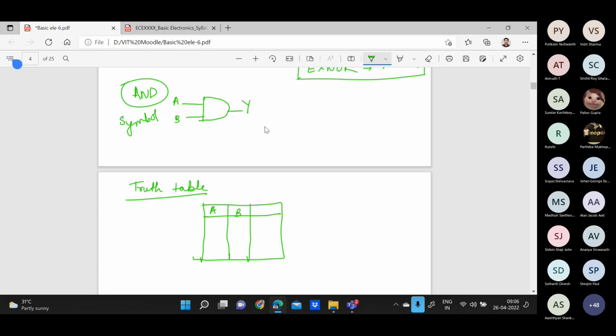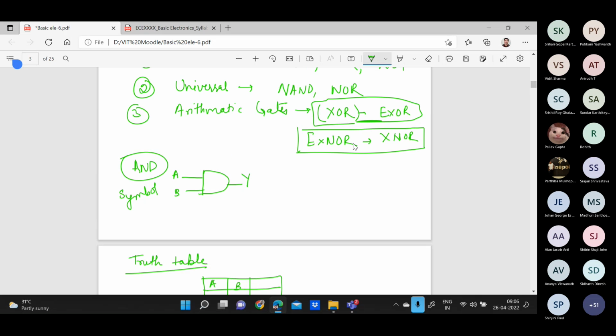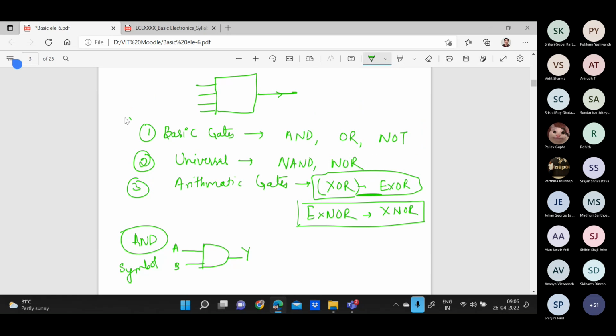Yes. So what are the arithmetic gates? The arithmetic gates are the XOR gate and the XNOR gate. We will go into detail about them. Okay. So in logic gates, we have three parts.